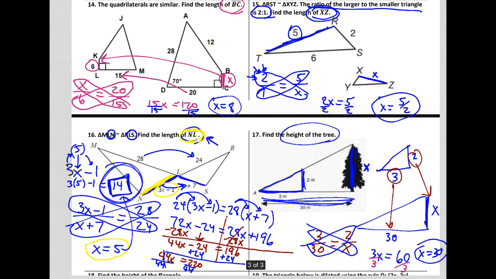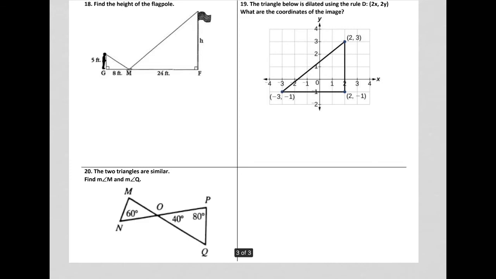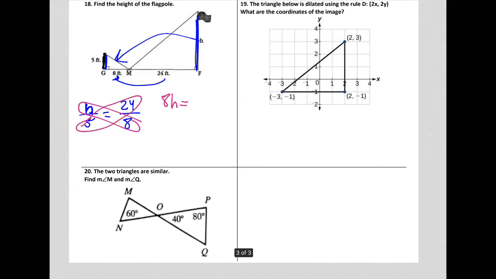All right. And then last few problems here, same story. Every time corresponding parts. So the side compared to the side. So if I'm just going to go right to left or big to small. So h over 5. And then big to small again. 24 over 8. And then cross multiplying. We get 120. And then we divide by 8.